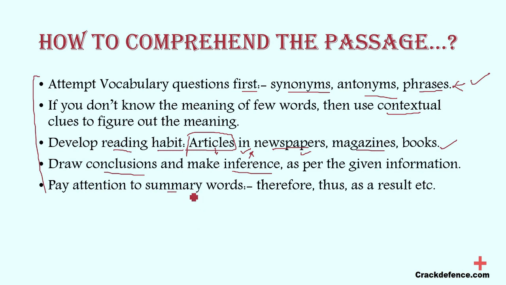Pay attention to summary words like therefore, thus, as a result. These are certain summary words after which information will be given, and the writer himself will give you the conclusion. But sometimes we cannot analyze the conclusion because of these words. As a result means there will be some incident above, and the result of the incident or situation will be given in the conclusion by the writer. So you just have to look for this type of similar summary words.